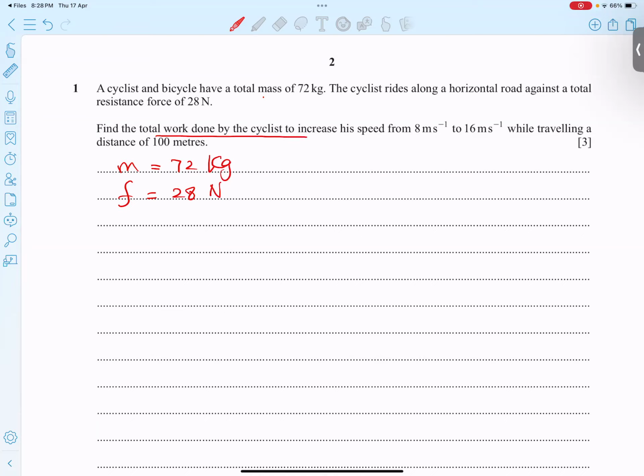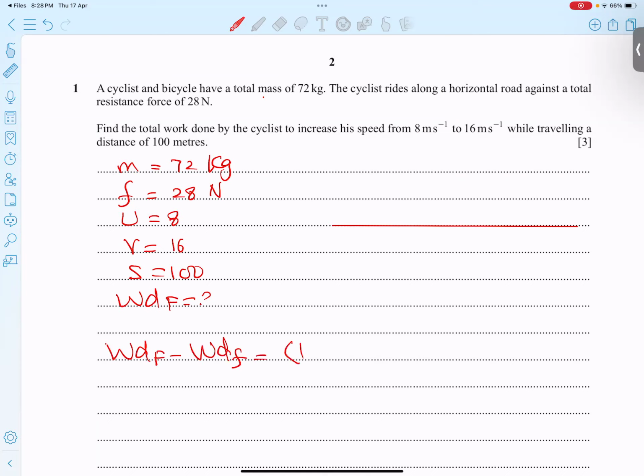Total work done by the cyclist to increase speed from 8 to 16. It means the starting speed U is 8 and the last velocity is 16, and the distance is 100 meters. We have to find the total work done by the cyclist. So we will apply a magic formula here. The magic formula is: work done by applied force, plus work done by frictional force, equals kinetic energy plus potential energy at the end point.